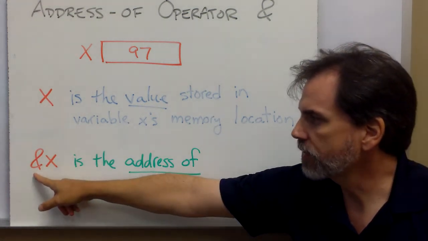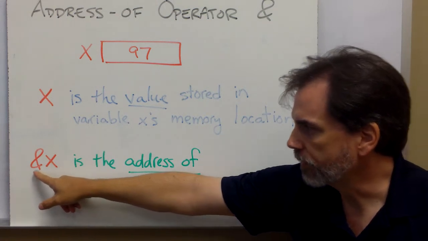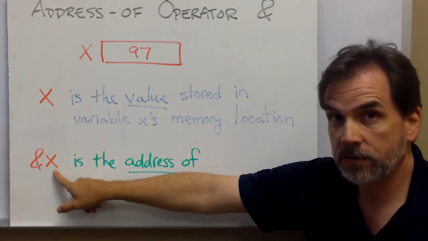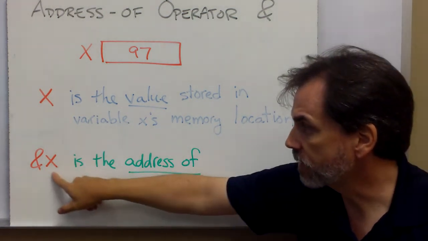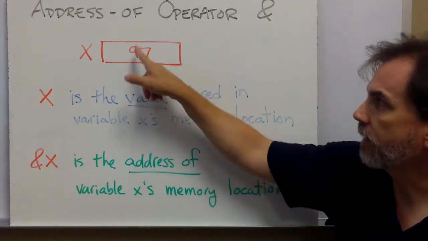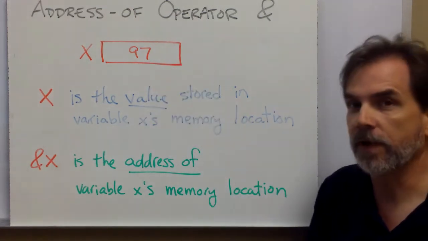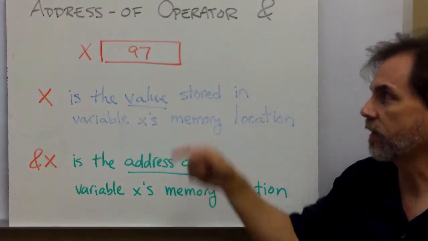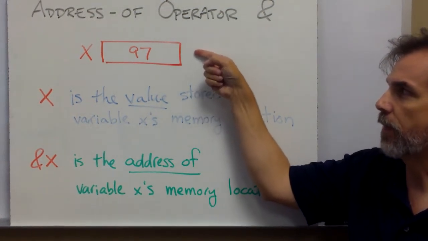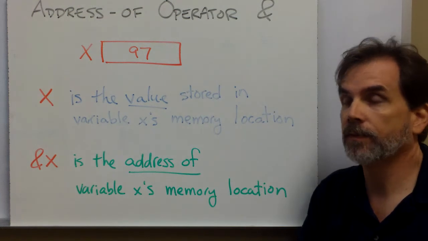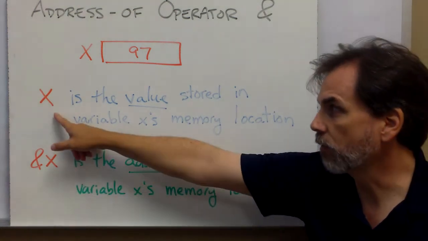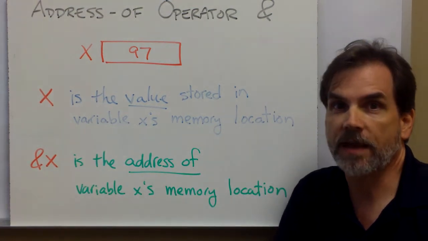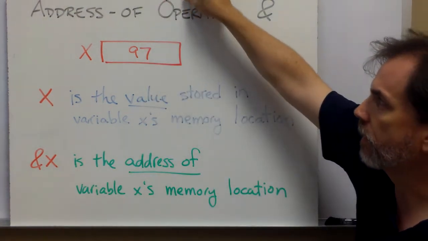If we apply the ampersand operator to that variable, so now we say ampersand x, the address of x, the value of this expression is not the content of the variable x, but the address of variable x. It tells us where in memory this box is located. So if we want to know where x is, we use the ampersand operator to give us that value, and then we can use that value for other things.